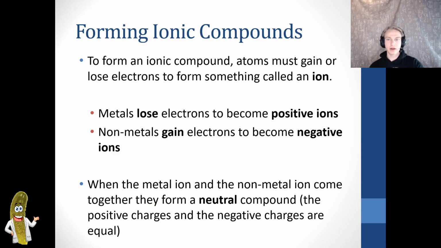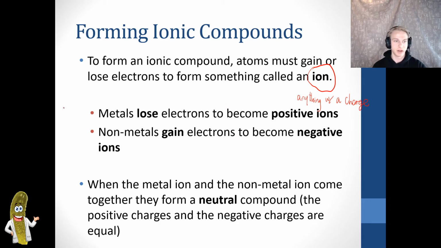So to form an ionic compound, atoms must gain or lose electrons to form something called an ion. We said an ion is anything with a charge. Anything with a charge. Metals lose electrons to become positive. Nonmetals gain electrons to become negative. If you've done the element behavior assignment, that was exactly what we were talking about. Metals lose electrons to become positive. Nonmetals gain electrons to become negative.